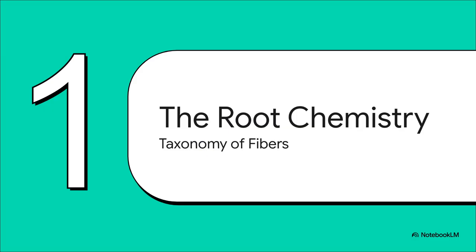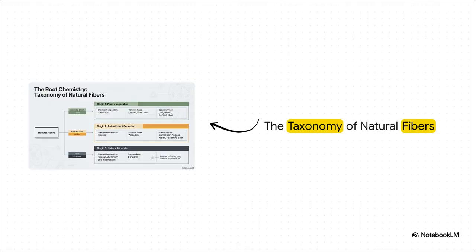Let's kick things off with Section 1, the root chemistry. Take a look at these 3 origin branches. We've got our botanical green, which signifies plant-based cellulosics, like cotton and jute. Then there's the fleece cream, representing our protein fibers, so think wool and silk. And finally, that slate gray points us straight to natural minerals.